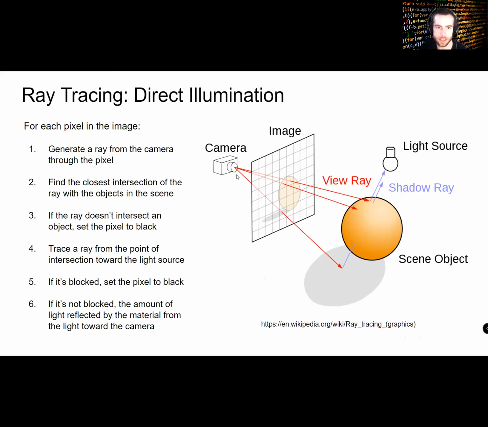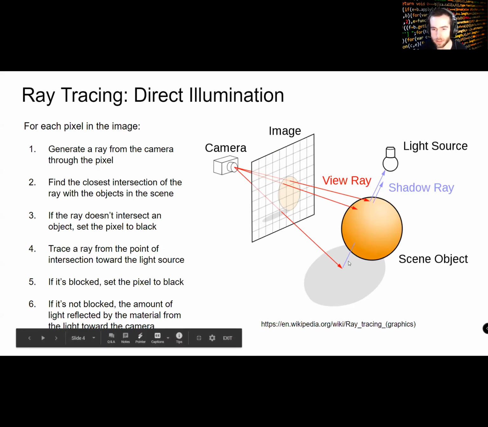So we're going to basically generate a ray from the camera into the scene through a given pixel in the image. We're going to find the closest intersection of that ray with an object in the scene. And if the ray doesn't hit an object, we'll set the pixel to black. And if it does, we'll trace a ray from the point of the intersection toward a light source. And if it's blocked, like this ray is, then we'll set that pixel to black too.